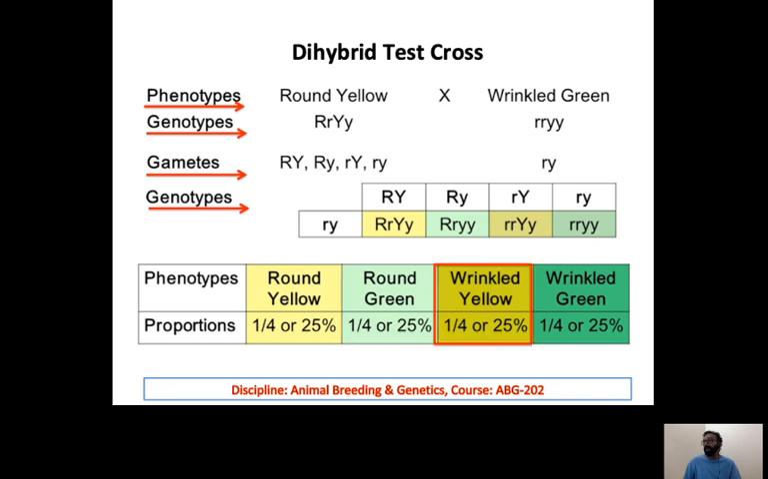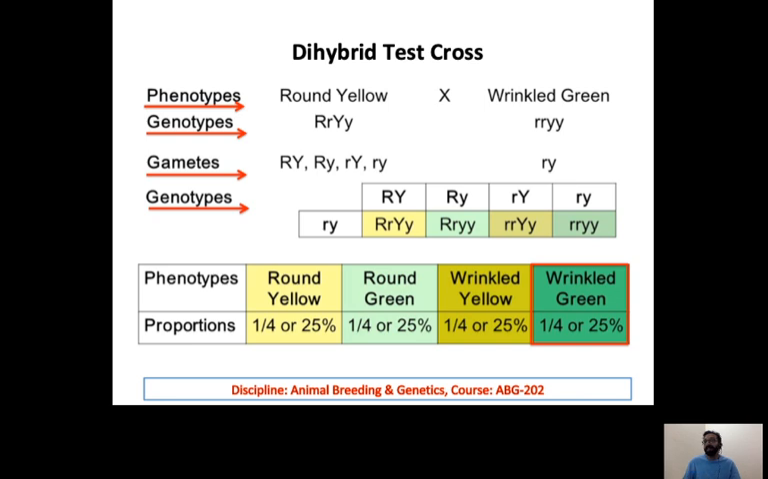Similarly, wrinkled and yellow. That means recessive for roundness, and that will yield wrinkled, and dominant for the color, that is the yellow, and then the last one you can see. Now the most important thing is that all of these have a ratio of 1 to 1 to 1 to 1, so each one of them is 25%. So this is the classical ratio.